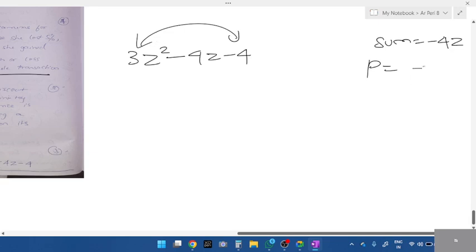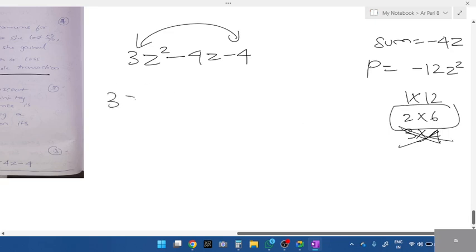4 threes are 12. Factorize 12. 1 into 12. 3 into 4, right? Which combination gives 4, students? 2 into 6 gives 4. So you don't have to take 3 into 4. Just stop doing other things.